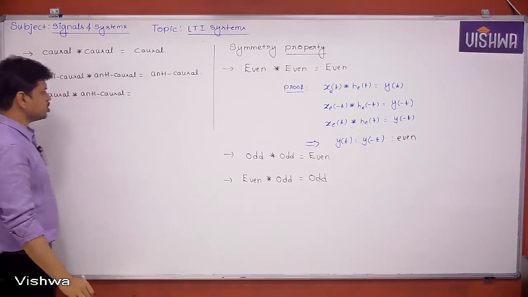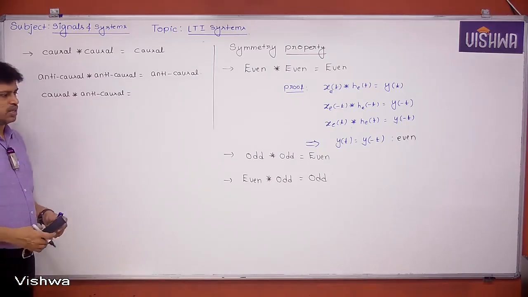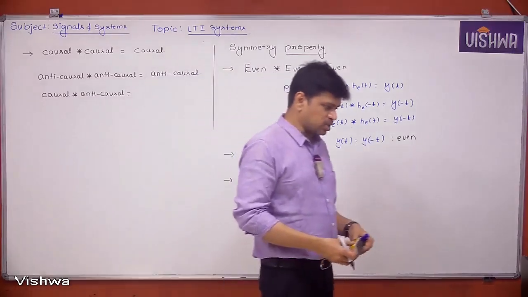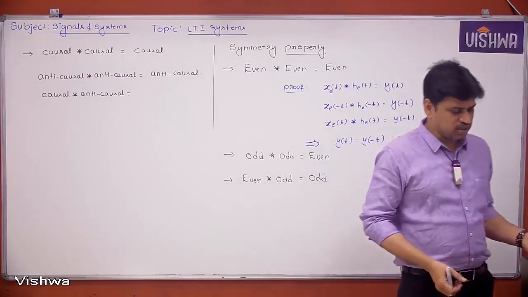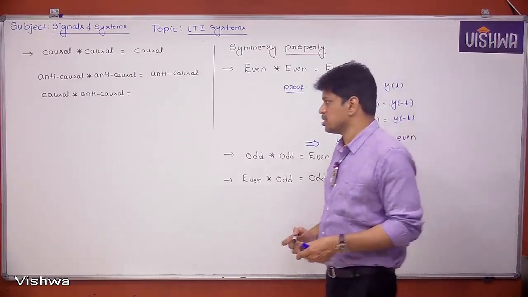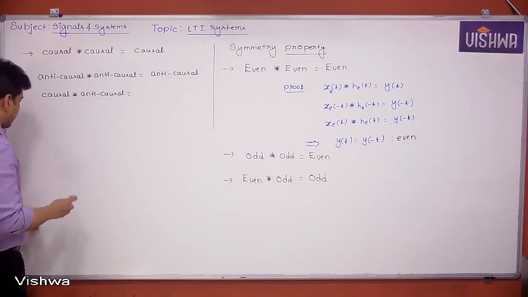Many people say that causal and anti-causal signals are getting convolved, so we may get a non-causal, causal or anti-causal signal like that. First of all, there is no such rule. It is entirely dependent on the limits. How, sir? First try to see, you can understand easily. I will take a simple example.